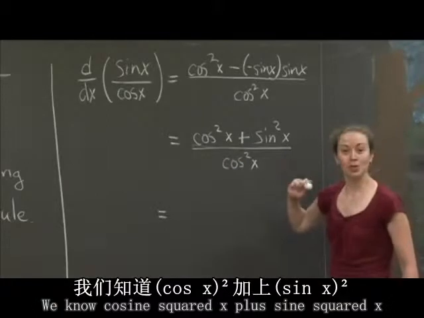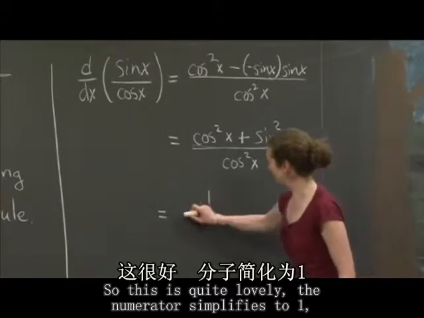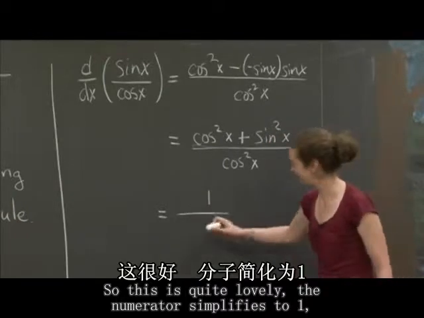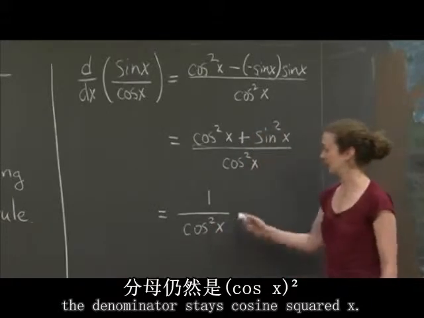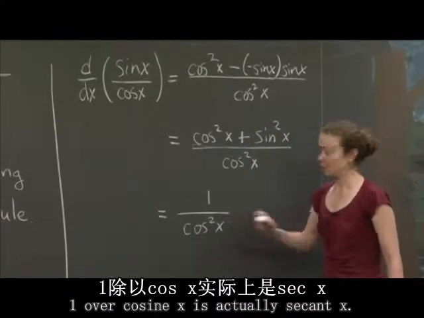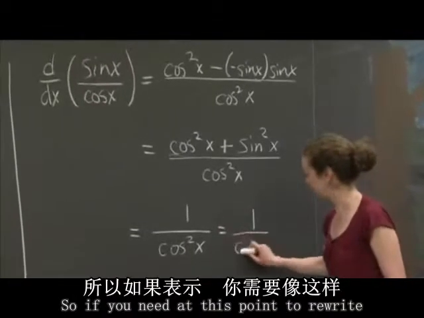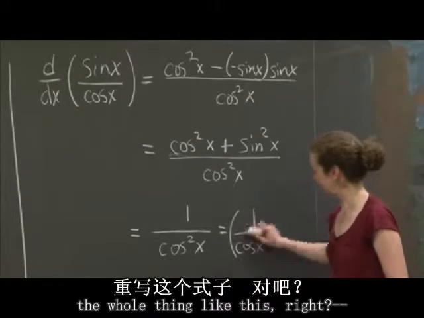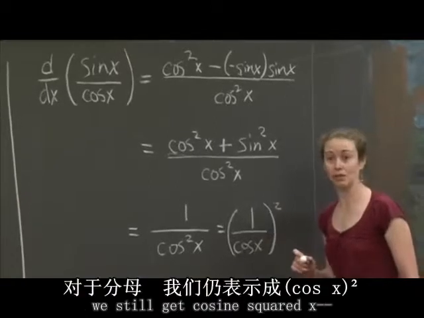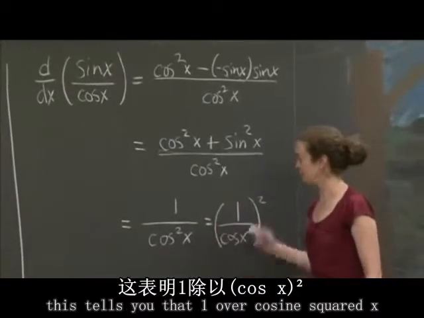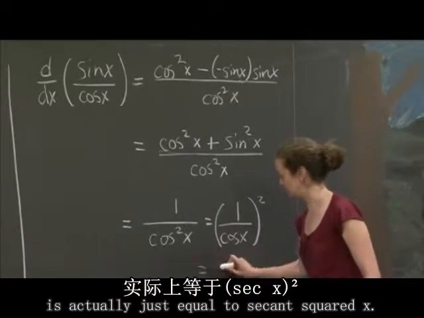We know cosine squared x plus sine squared x always equals 1. So this is quite lovely. The numerator simplifies to 1. The denominator stays cosine squared x. What is this function? 1 over cosine x is actually secant x. So if you need at this point to rewrite the whole thing, 1 squared is 1, and in the denominator we still get cosine squared x. This tells you that 1 over cosine squared x is just equal to secant squared x.